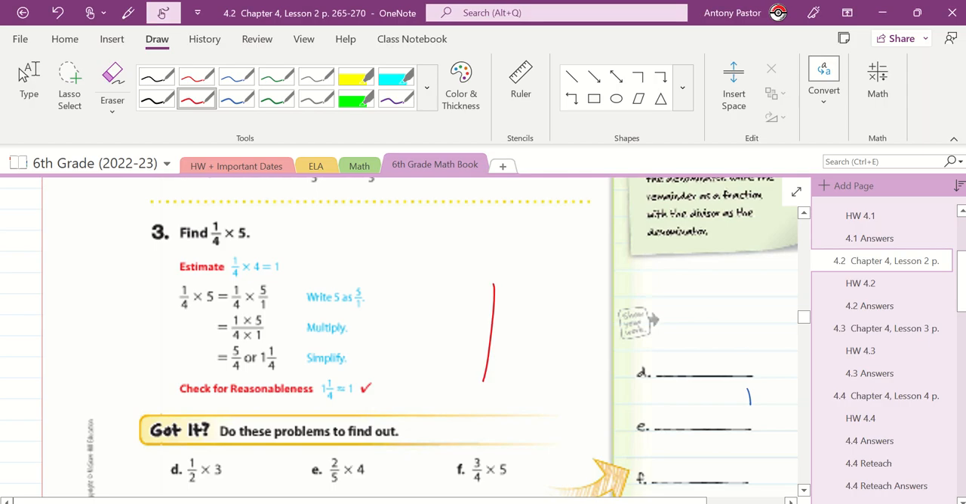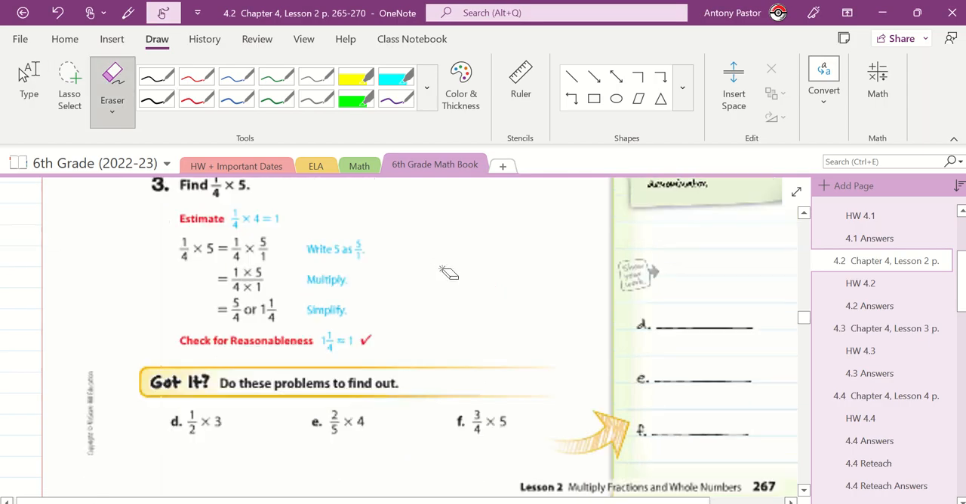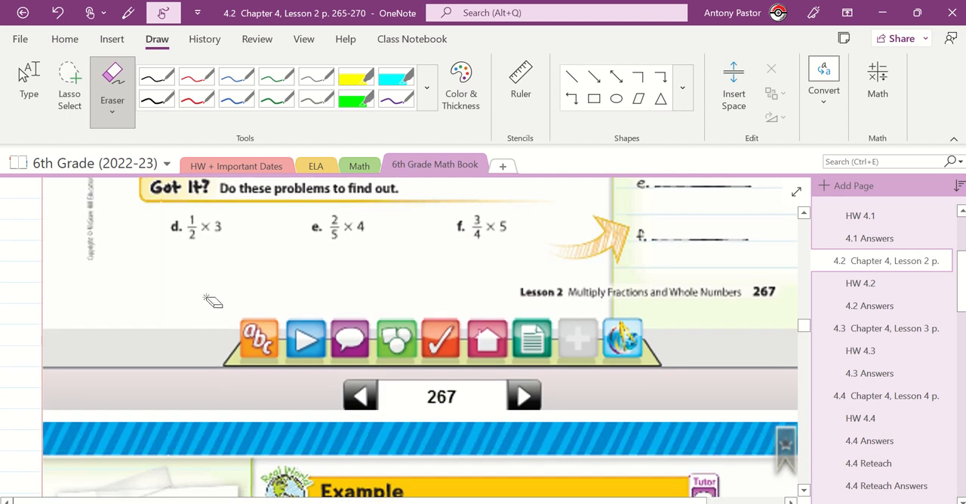All right, and then this will pretty much wrap up the lesson here. There's nothing else, no other tricks I need to show you, but we're going to go ahead and do these got it's and see if you guys got the same answers. So go ahead and you can pause the video here. I want you guys to do D, E, and F in your notebook and see if you got the correct answers after you unpause, and we'll go over each one. So go ahead and pause right here.